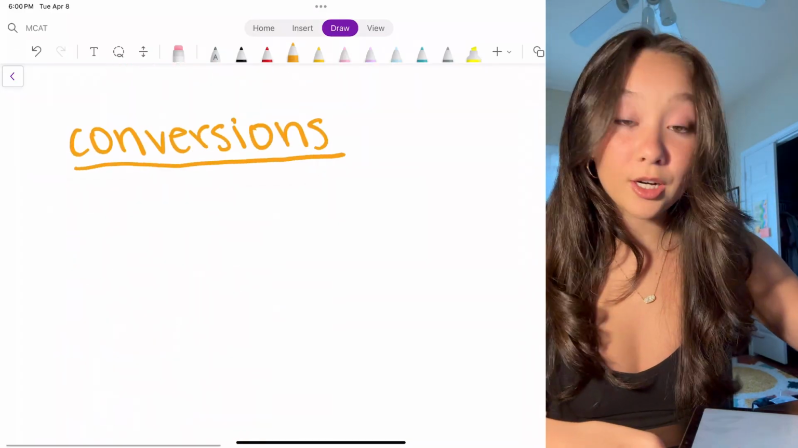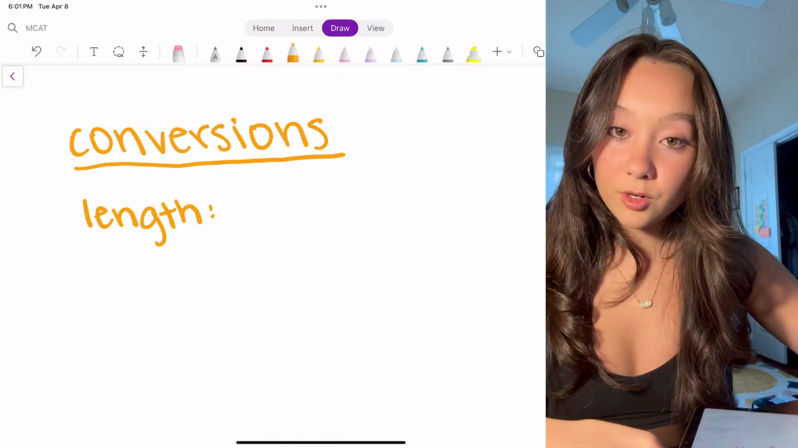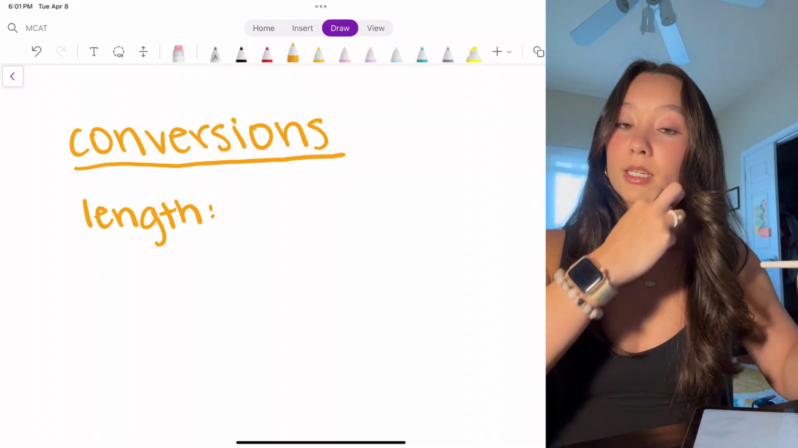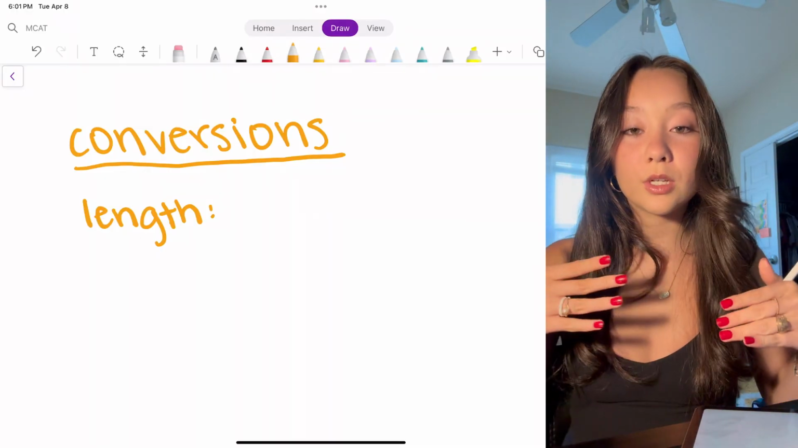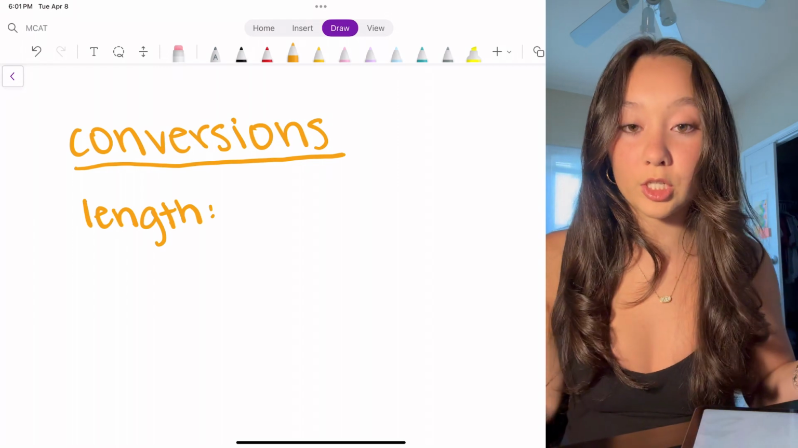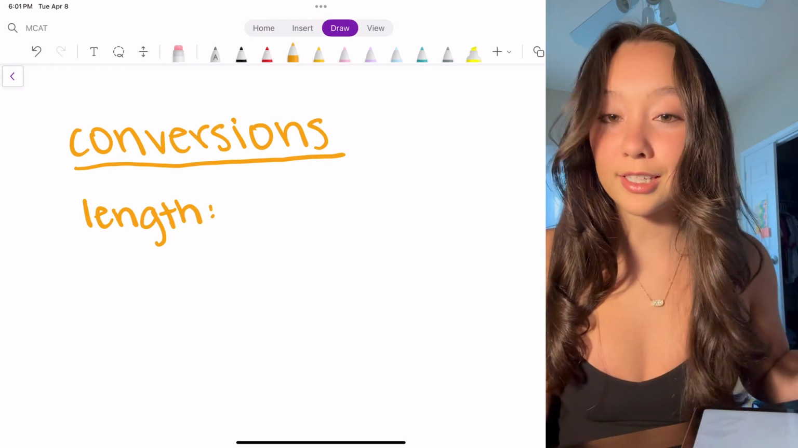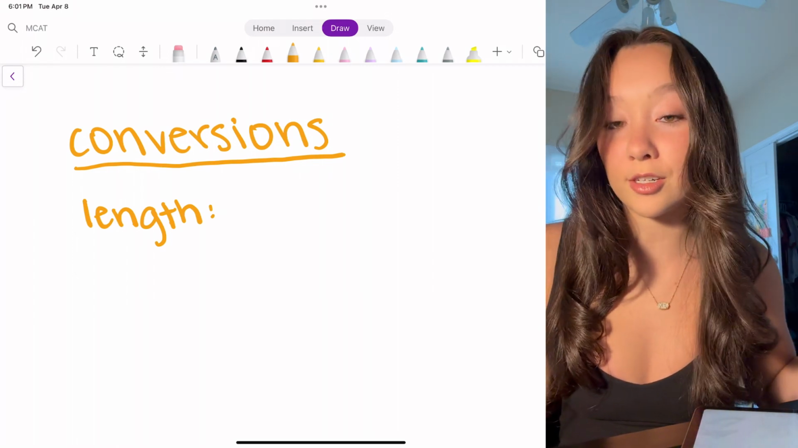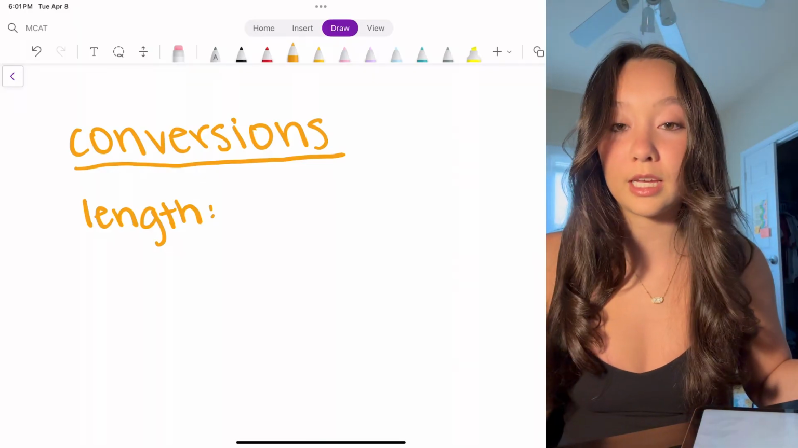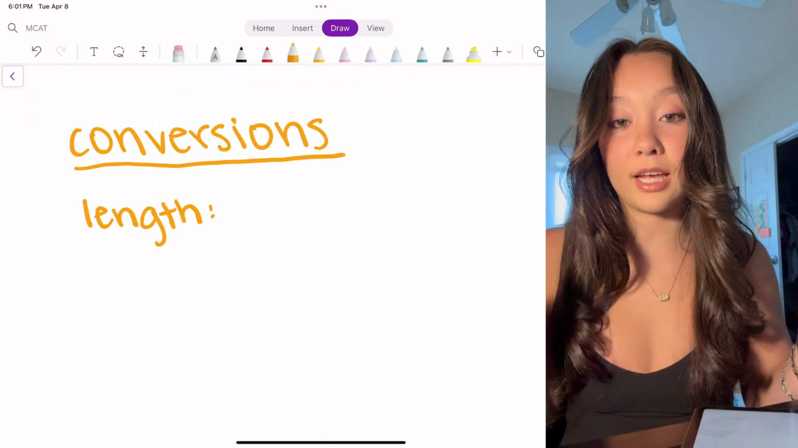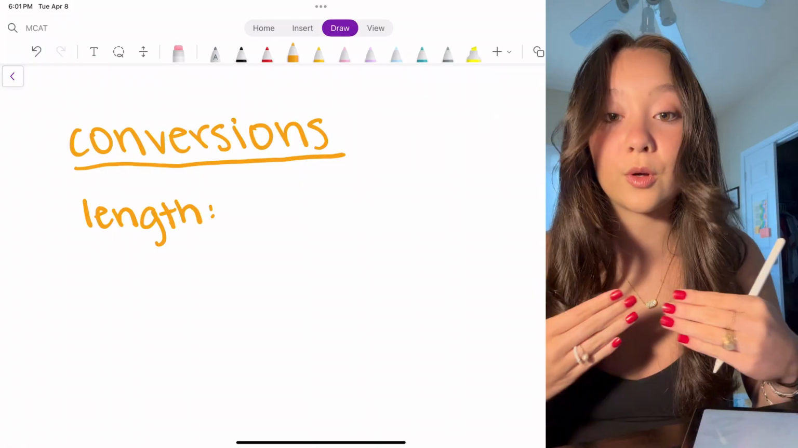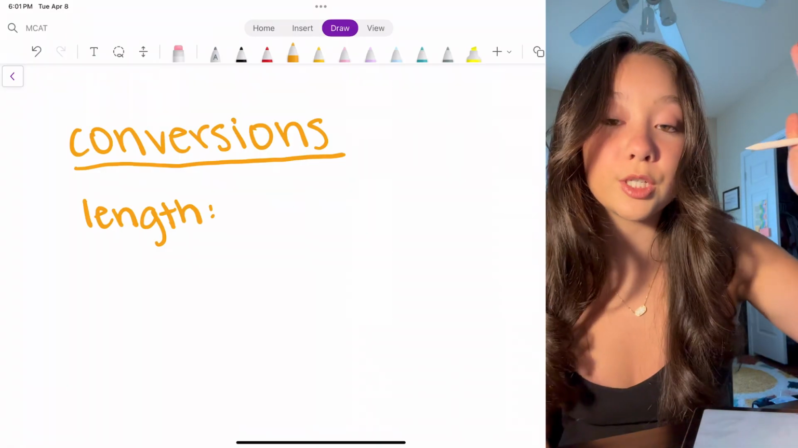All right, so let's start with length. The SI unit for length is meters, and by SI unit, I mean the unit that we're going to use in all of our equations. So let's say we're trying to find the spring constant or something, and we're going to use F equals negative kx. X is for length, and the units that we're going to use for that are going to be SI units. So we're always going to use meters.